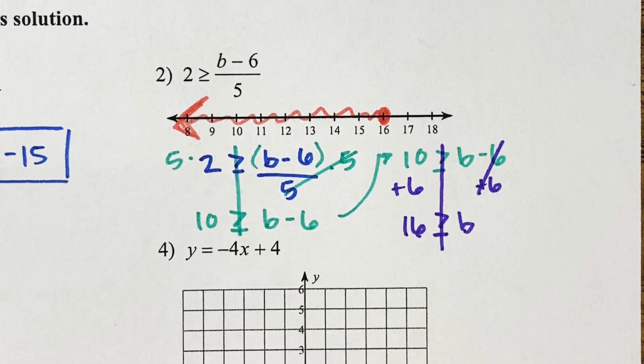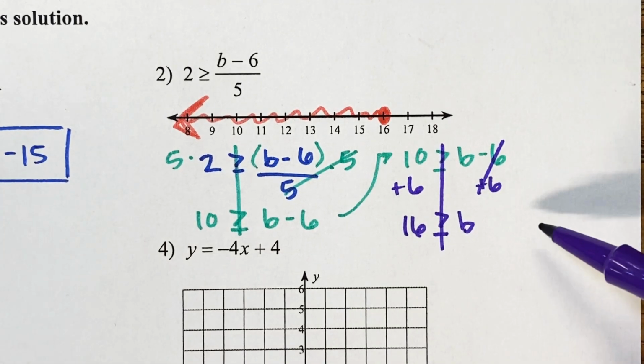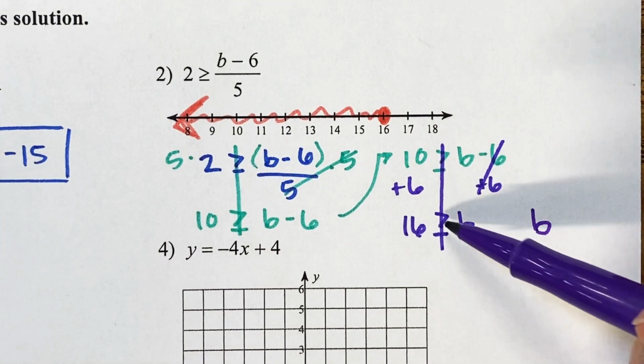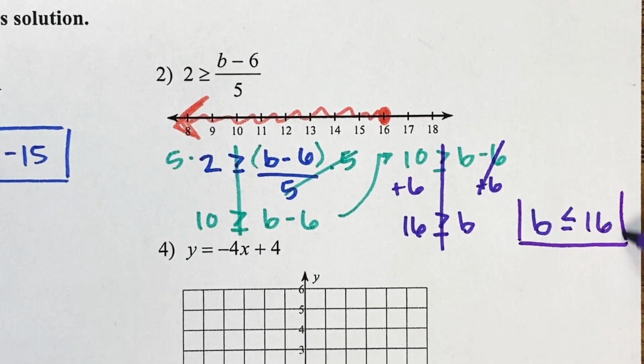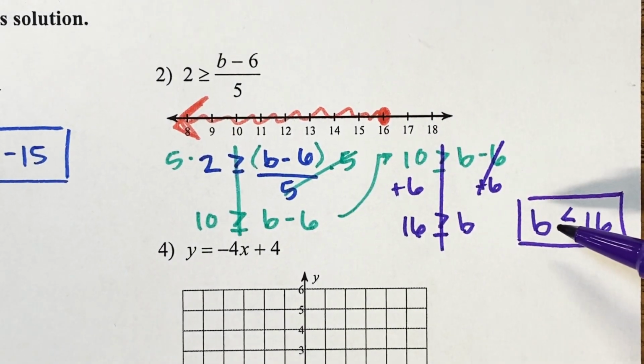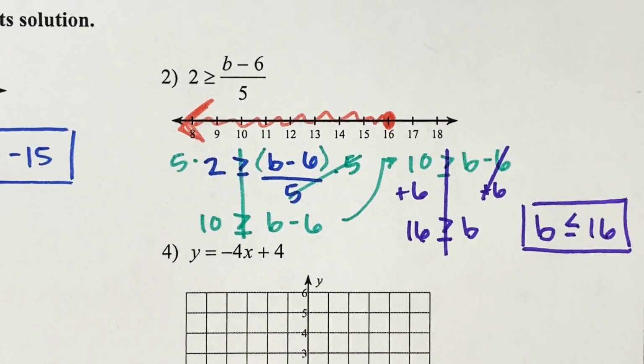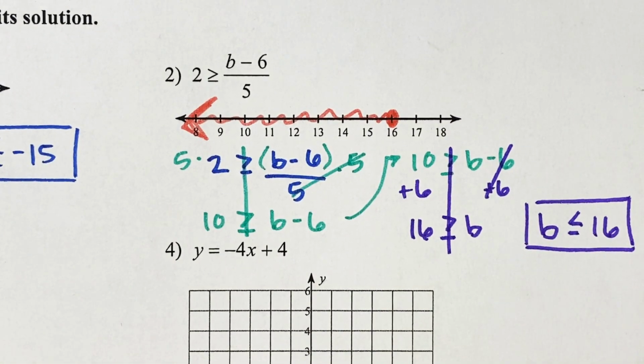Or you could have just flipped it so that your b came first. So b, the gator still wants to eat the 16, so b is less than or equal to 16. That sign is pointing to the left. So we shaded it correctly.